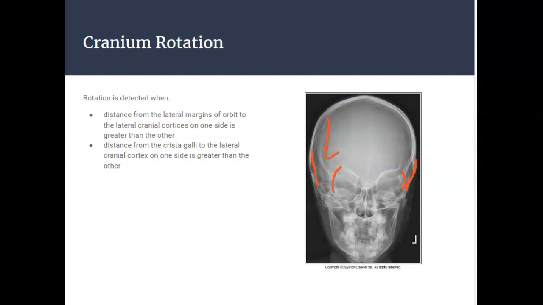And you can also utilize the crista galli and its relationship to the lateral cranial cortex to see if there is some rotation. But utilizing the lateral margins of the orbit to the lateral cranial cortices is just as effective and probably more easily visualized on a projection. In order to correct this imaging error, we need to make sure that the mid-sagittal plane is perpendicular with the IR.